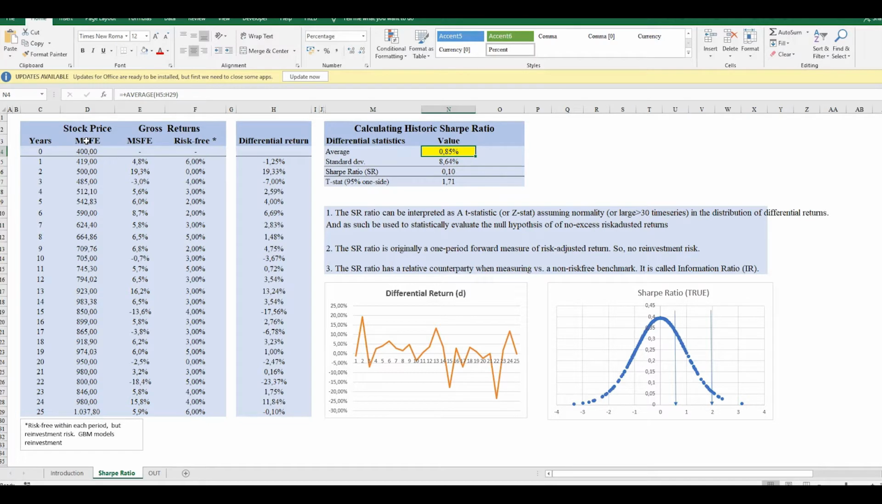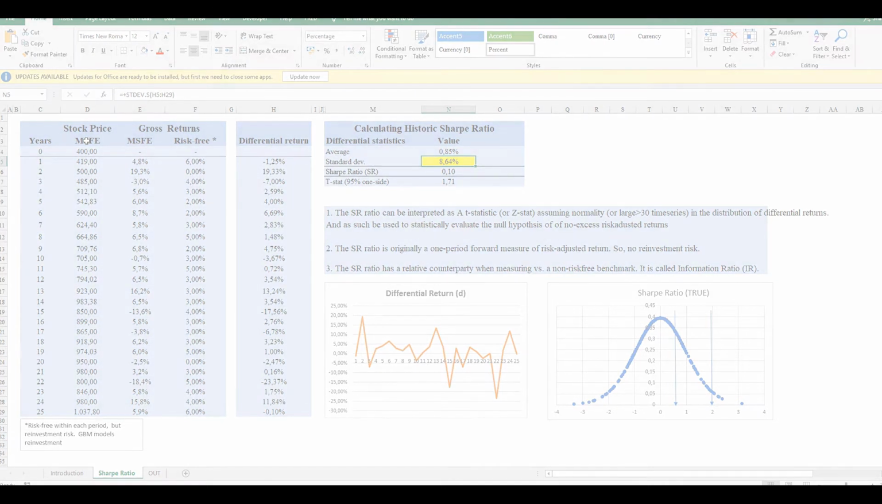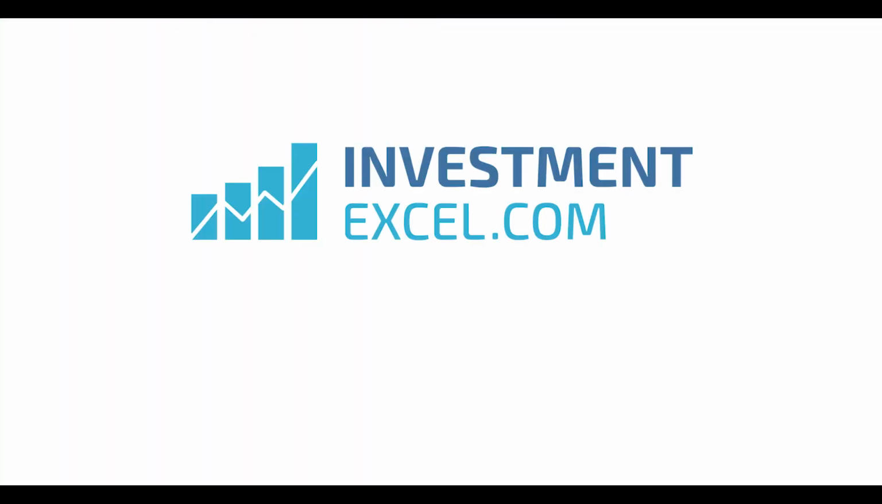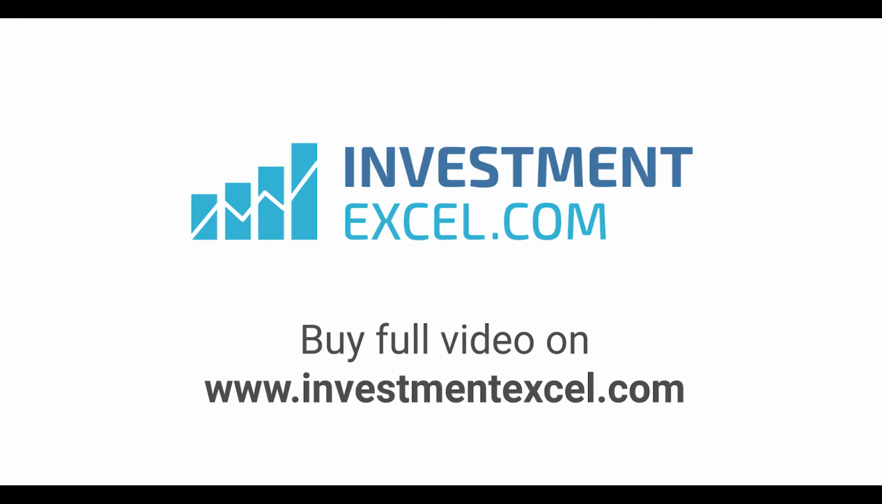On the other hand, this is delivered on the back of risk measured by standard deviation, and it's 8.64 per period, which in this case is years, so it's also the annualized standard deviation. If we take the relative value between the average and the standard deviation, we have the ex-post Sharpe ratio.